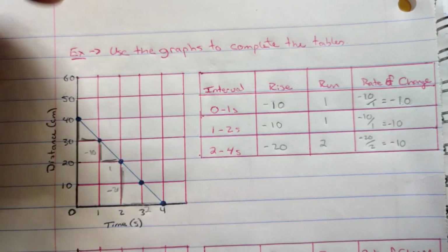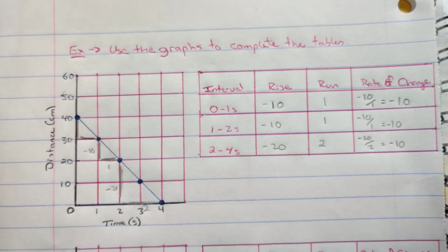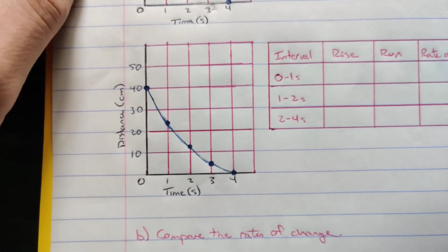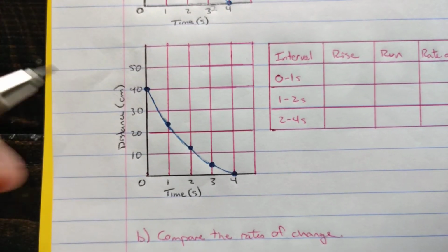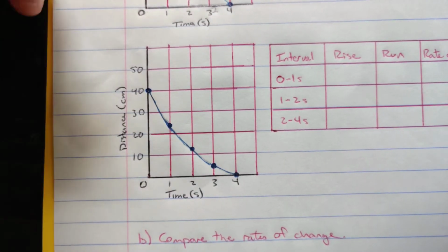And that will always be the case with linear relationships. The rate of change will always be the same. The slope will always be the same. Now in the case of our next graph, distance and time, it's a curved line. So things are changing a little bit here.